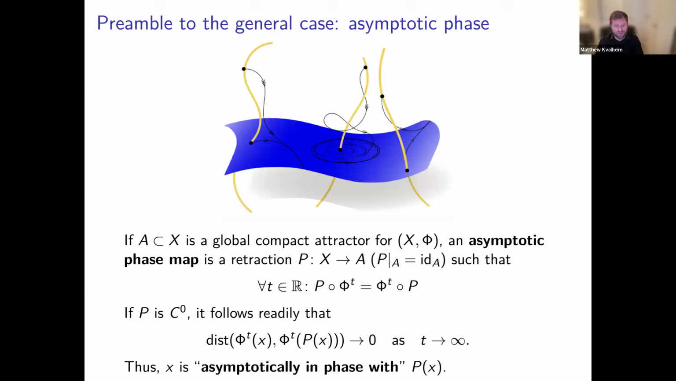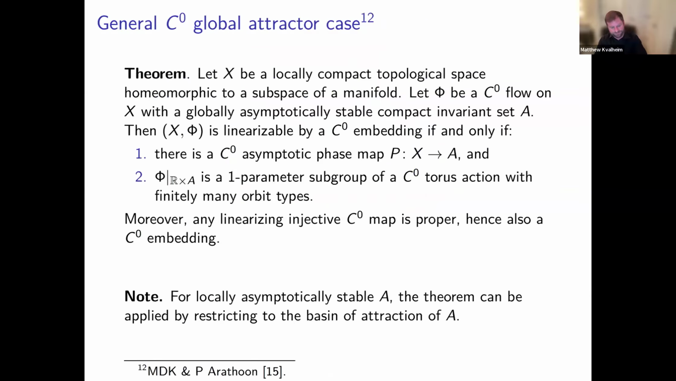Now, to state the general result, I need this notion of asymptotic phase. So if you have a global compact attractor A for a flow, an asymptotic phase map is just a retraction from the state space to A that commutes with the flow. And it readily follows that if you have a continuous asymptotic phase map, then the trajectory of any point in some fiber up here in yellow, the asymptotic phase map, asymptotically coalesces with the trajectory of its buddy, the intersection of the fiber with the attractor. So you say that X is asymptotically in phase with P of X.